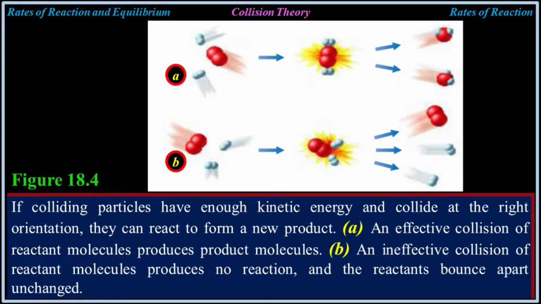If colliding particles have enough kinetic energy and collide at the right orientation, they can react to form a new product. A, an effective collision of reactant molecules produces product molecules. B, an ineffective collision of reactant molecules produces no reaction, and the reactants bounce apart unchanged.